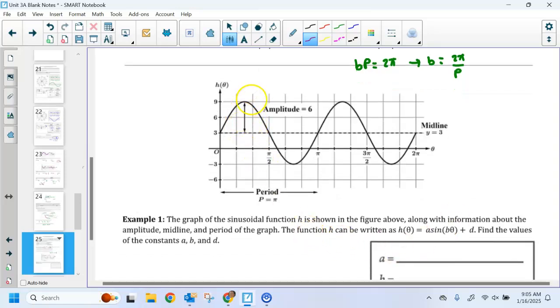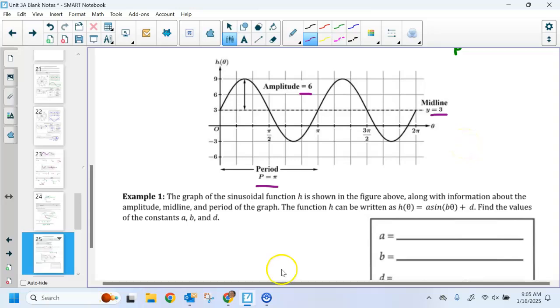Okay, so here's my graph. We have a sinusoidal function. They're laying out for us as clear as a bell. Period is pi, amplitude is 6, midline is 3. So here's the deal. Your amplitude is your A value. Your midline is your D value. Your B value is 2 pi over your period, and they told you your period is pi, so your B value is 2. And they didn't ask us to do it, but I'm going to go ahead and write out the entire function. H of theta equals 6 sine of 2 theta, putting that in parentheses, plus 3. That's my sinusoidal function given the graph.